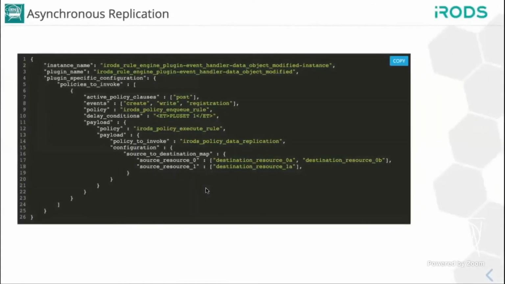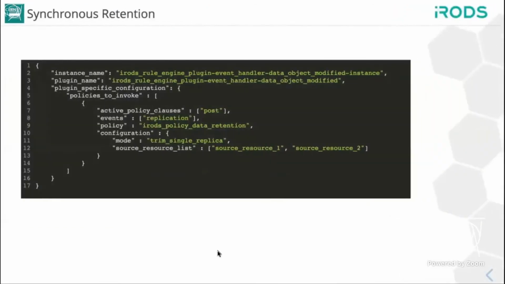This is the same policy, but asynchronously. So we've added this in-queue capability here. And again, this is just a nested series of payloads. And we just throw it on the delay queue and it'll fire when the time has come, but it's the same policy. This is a synchronous retention policy. So again, after a replication event, we're going to call the retention policy, which means that we're going to trim from these particular sources.